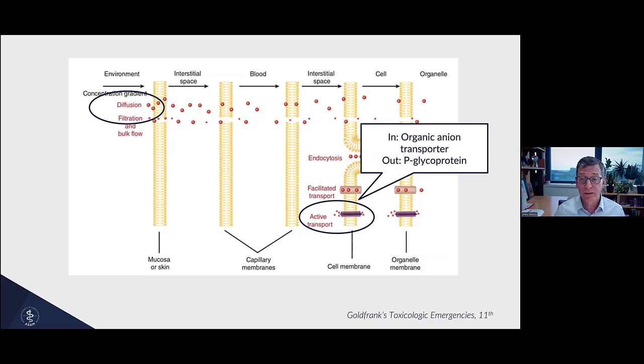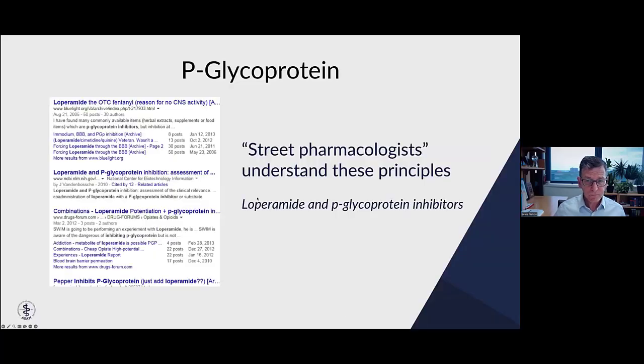But there are some that are kicked out of the brain by a transport mechanism called P-glycoprotein. It's a very effective mechanism. It's fairly nonspecific, and it ejects from the brain many of the medications and drugs that we use. A great example of how street pharmacologists have figured this out is to use drugs that inhibit P-glycoprotein, some of the PPIs, for example, when they use a drug like loperamide, which is an Imodium, right?